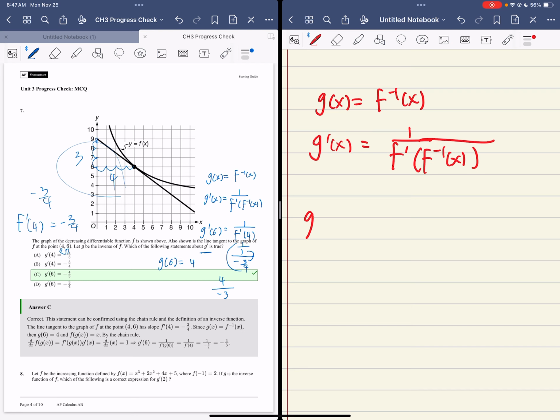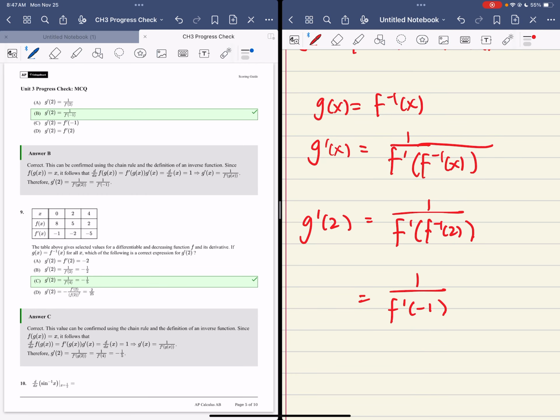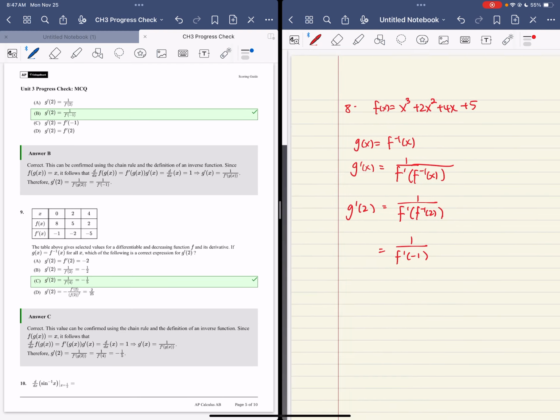Now, the question is asking what's the g prime of 2, right? Which means you actually have to know what f inverse of 2 is. We already know here 2. We got to find it from the y value, because that is going to be the inverse. So it's going to be the same as f prime of -1. Okay? And it gives you already as a b here. So that's it. That's question number 8.